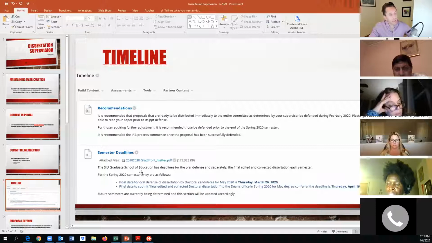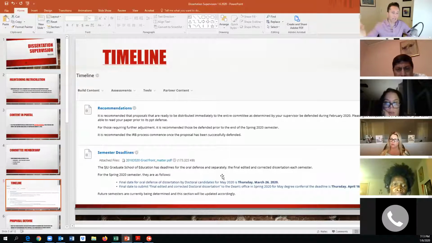And then the semester deadlines, this is something else that we don't necessarily control, but it's more at the university level. It's something to be mindful of. There are deadlines for both the dissertation defense at the very end, as well as the final paper itself. So there's 2 separate timelines, 2 separate deadlines. So they change each semester. So I posted the ones that are most updated for the spring semester.